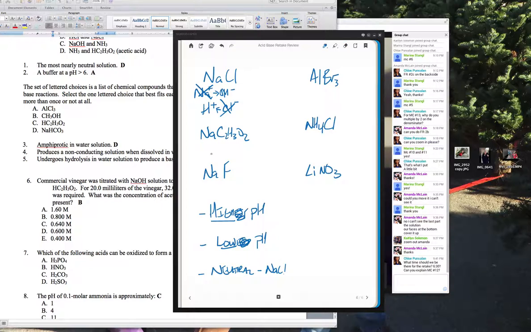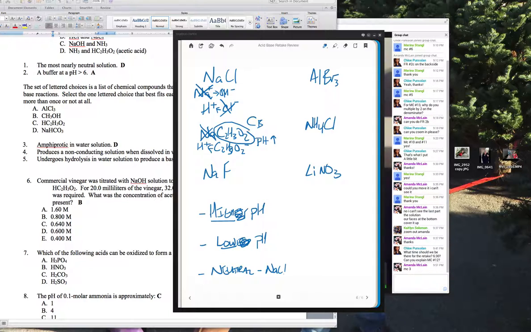Okay. Then we look at NaC2H3O2. Well, we just did NaOH, so you know that Na does not contribute. The C2H3O2 is a minus, so it attaches to an H+. Well, HC2H3O2 is acetic acid, all right? Which means that that is a weak acid, and this is the conjugate base. This is a conjugate base, which makes the pH high, or higher. So that means that this is going to have a high pH.